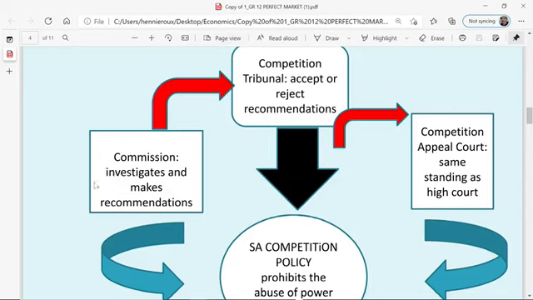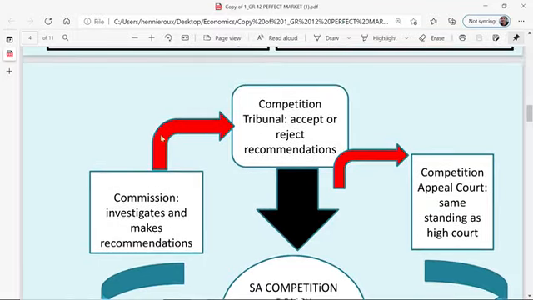And then once they've investigated and found that there are things happening that shouldn't be, they would then take it to the Competition Tribunal, right? And it is then up to the tribunal to either accept or reject the recommendations made by the Competition Commission. And it is also the job of the Competition Tribunal to give out any sentencing. For example, most of the time when you see companies that have been brought to the Competition Commission, there's normally a fine that is payable, right?